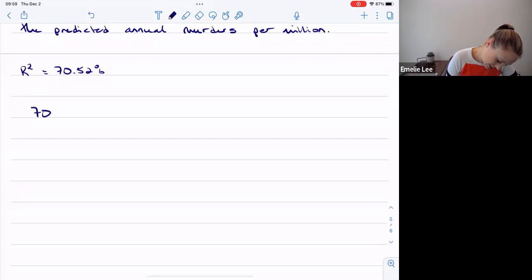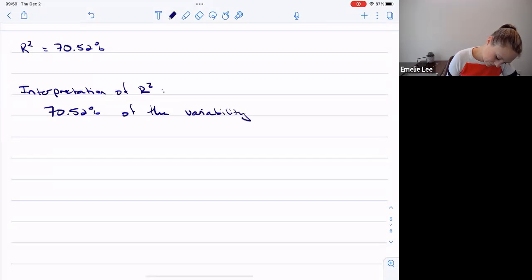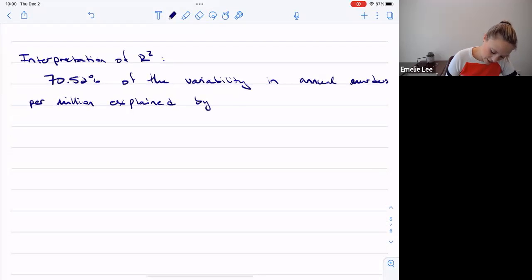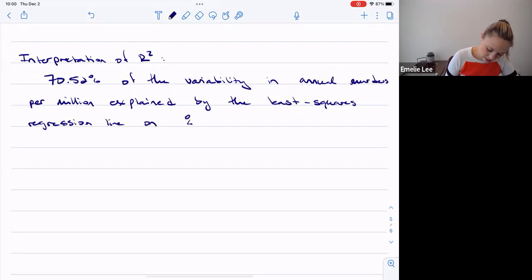Okay. And so what it says is the interpretation of R squared in this case is 70.52% of the variability in annual murders per million explained by the least squares regression line on percentage in poverty.